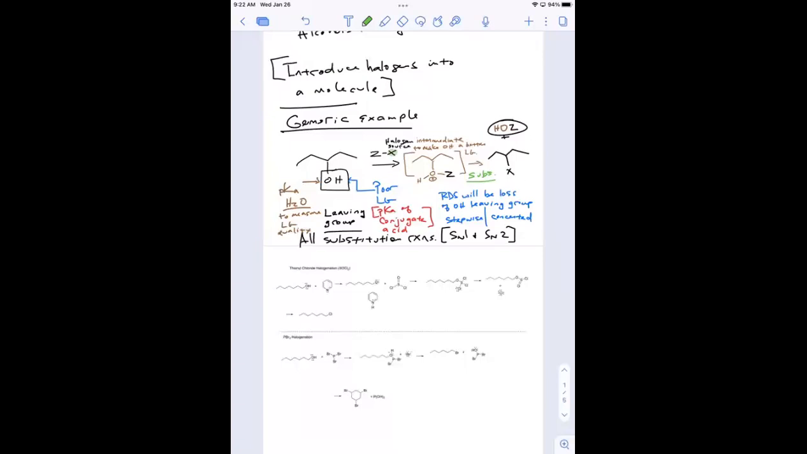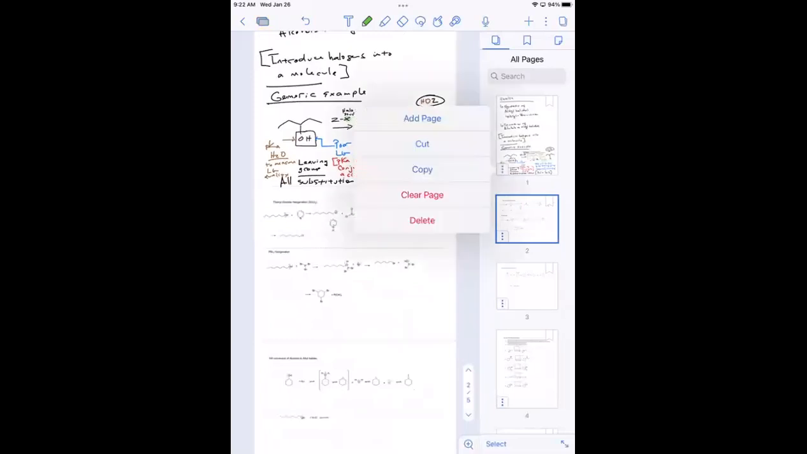So we got, let me add in another page right quick because I need to make this point.